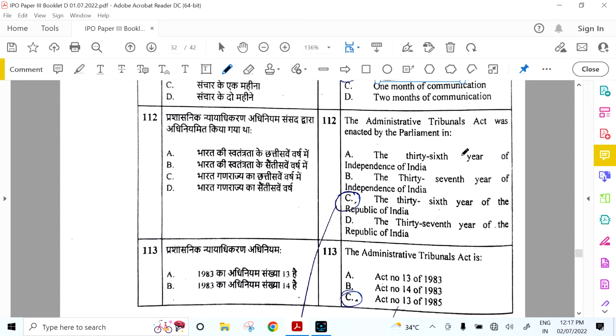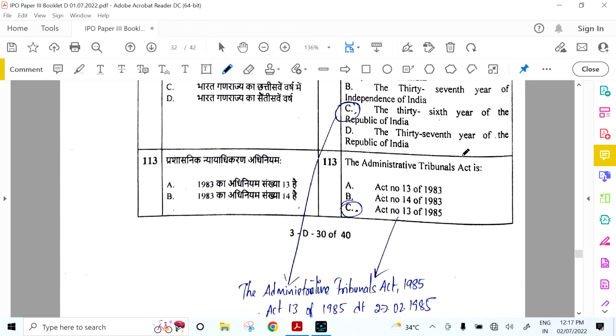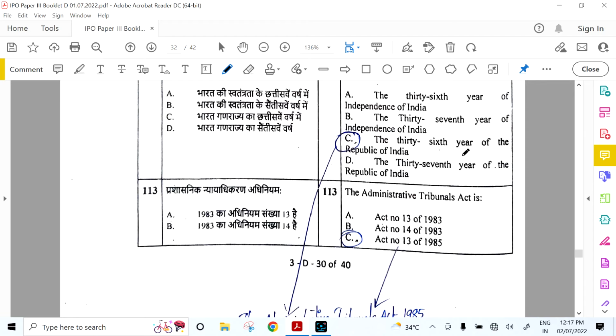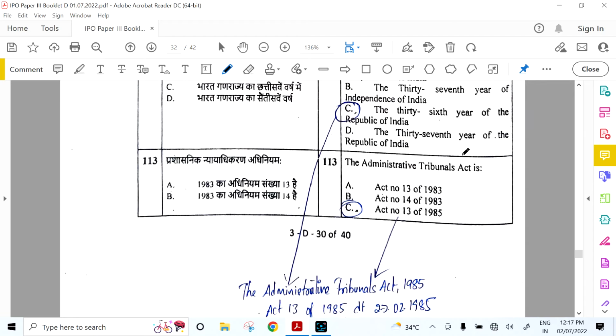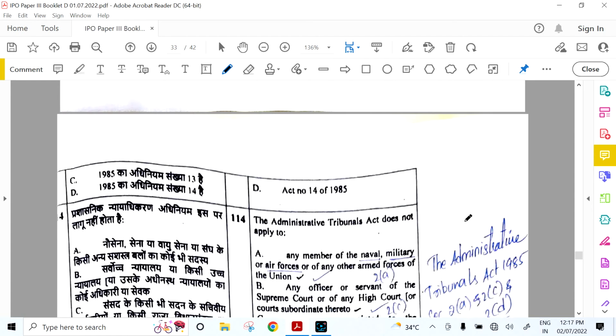The Administrative Tribunals Act was enacted by the Parliament in the 36th year of the Republic of India. That is the Administrative Tribunals Act 1985, Act 13 of 1985, as given in the preamble. The Administrative Tribunals Act is Act number 13 of 1985.